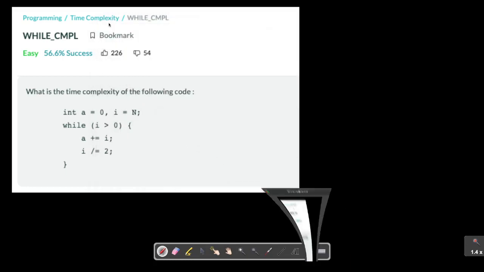Okay, so this question is while underscore CMTL categorized under easy difficulty. Let's just try to dry run it and find complexity. What we can see is the initial value of I is n, and it should run till we reach the value of I is equal to 0 or less than that.